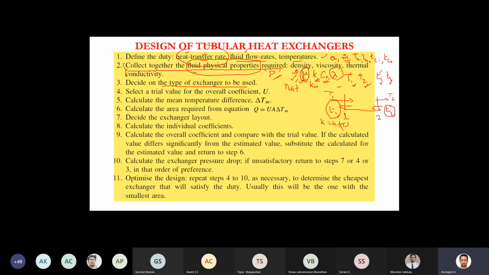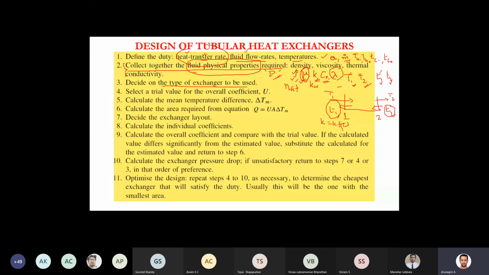You can refer to Perry's Chemical Engineers' Handbook, that's one of the sources. Or you can use nomographs. For example, for steam you can go for steam tables. Many books are available for physical property estimation. Even in McCabe, or Coulson and Richardson volume 6, you can refer to how to calculate these fluid properties. Sometimes you can take them directly, sometimes you can use the group contribution method.